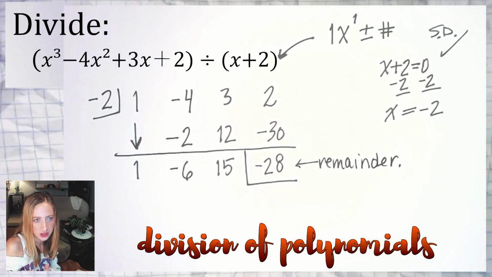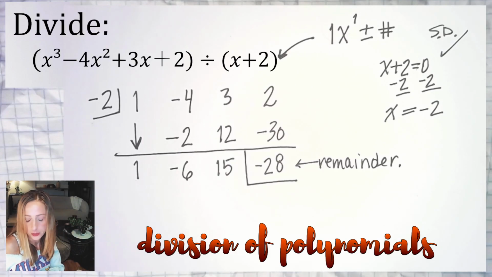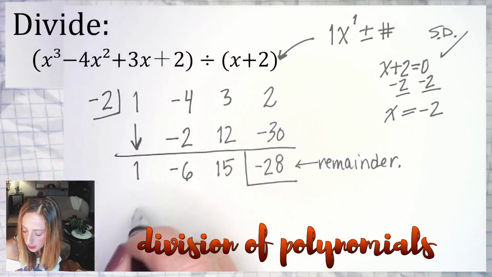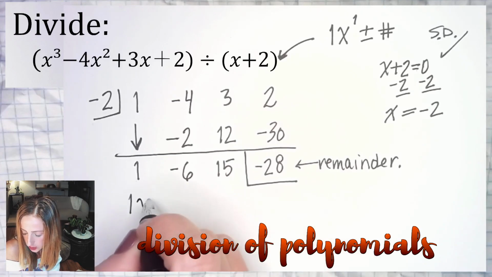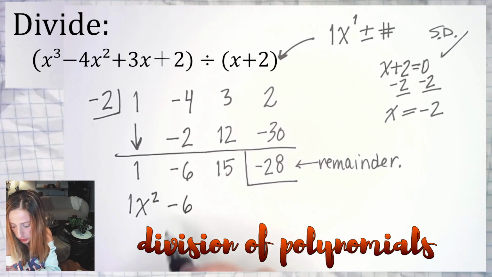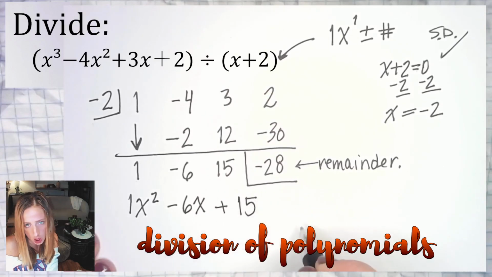This is not your answer. You don't just turn that in and call it a day. We use these numbers now to build the polynomial the same way we pulled those numbers from a polynomial. So what does this mean? Well, I had an x cubed and it was divided by an x. My answer is going to be an x squared. So you could write the 1. You don't have to in this case, but it's 1x squared minus, trickle down your power, keep decreasing by 1, minus 6x plus 15. That's our constant.